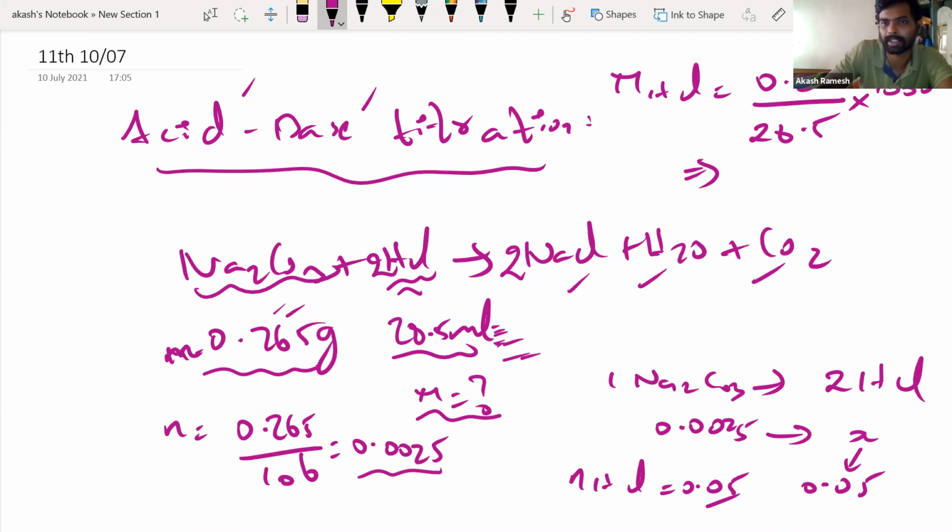Any answers here? Someone said 0.18. Yes, sir. So approximately the answer would be 0.18 M. Actually, we can calculate it. Where is my mobile? We'll see whether it's correct.